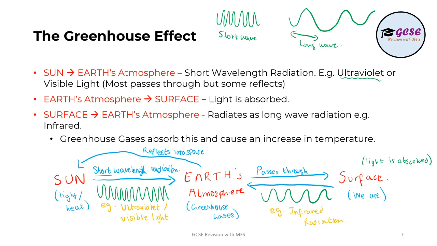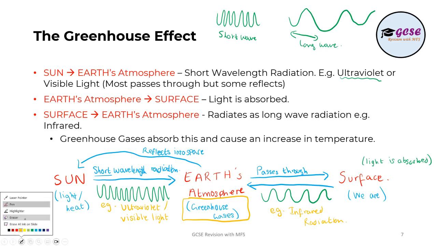Now when it emits this infrared radiation, the greenhouse gases in the atmosphere absorb this radiation, and that causes the temperature of the Earth to increase. So what the greenhouse gases essentially do is absorb the long wave radiation, and that causes an increase in the temperature. And that is basically the greenhouse effect.